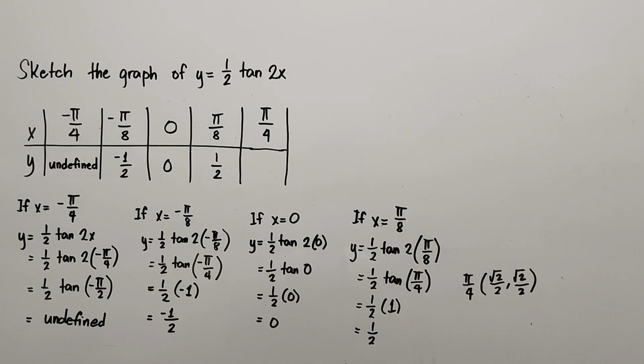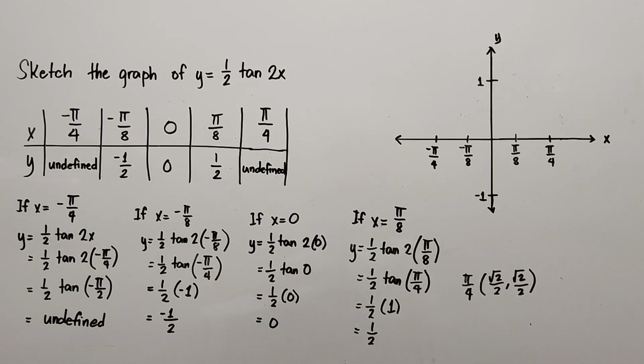The value of the tangent on that point is undefined. After completing the table, we can now graph this tangent function. So we have now the Cartesian plane of this function. This time we are going to plot its coordinates.